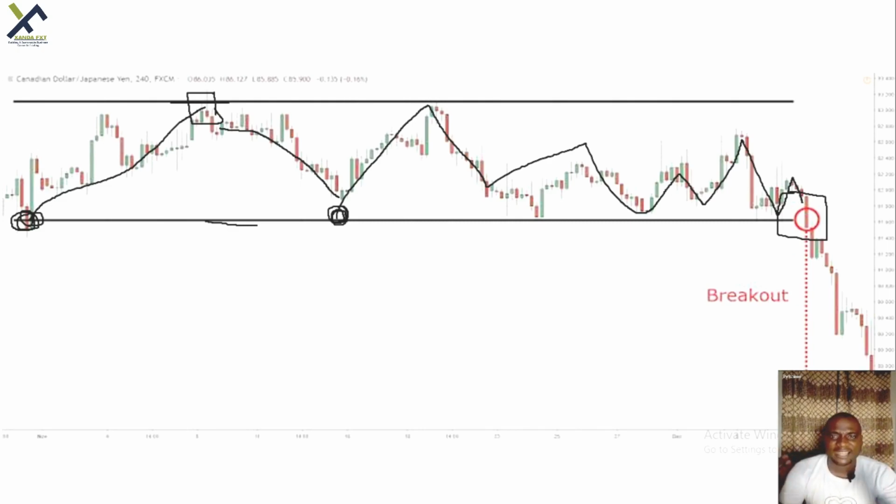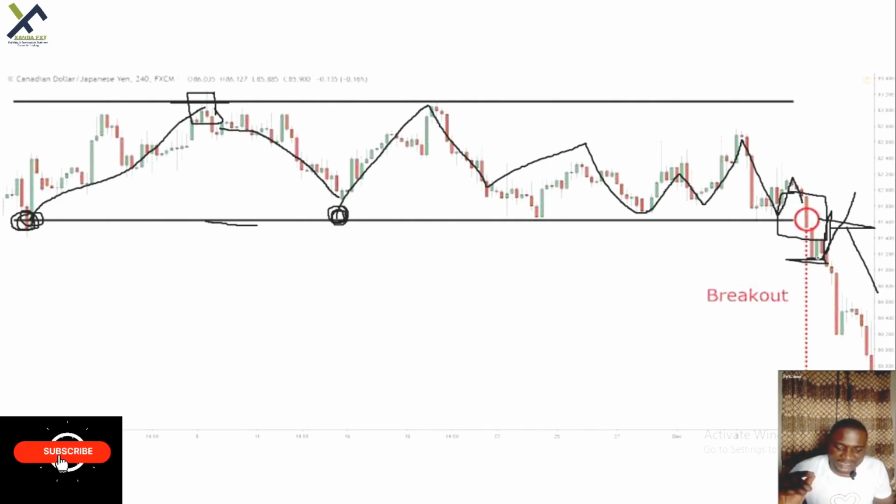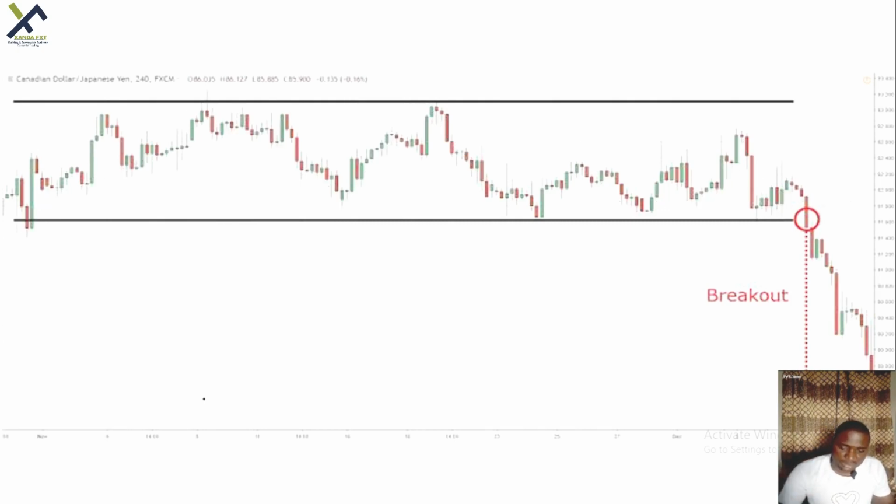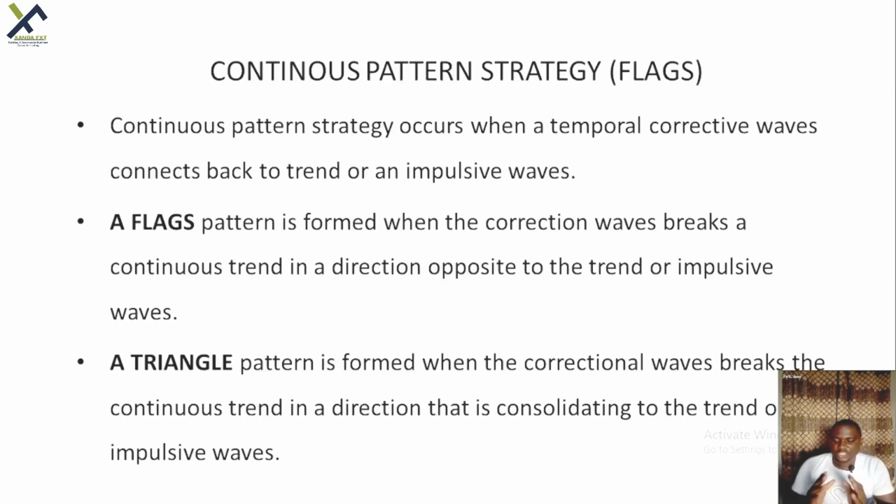I normally advise, when you are trading a breakout strategy, always observe 2 confirmations before entering a trade. If there will be a pullback, the 2 confirmations are enough to tell you that there will be a pullback. But after the 2 confirmations, if there is no signal for a pullback, enter your market and take your profit. Now let's go to the next one, the continuous pattern strategy.